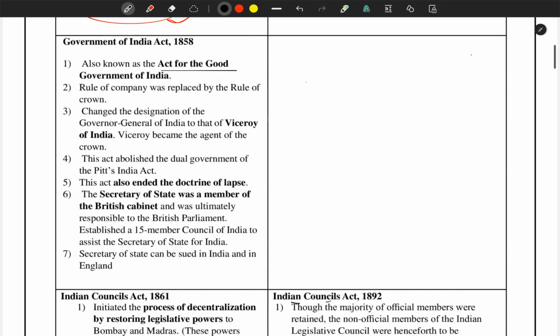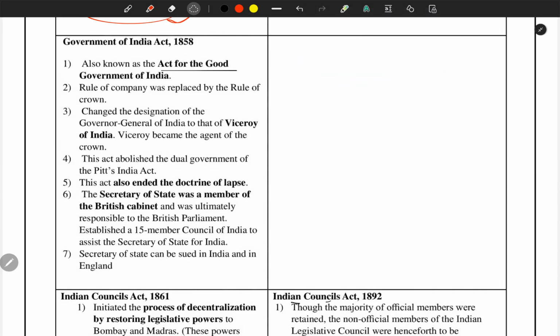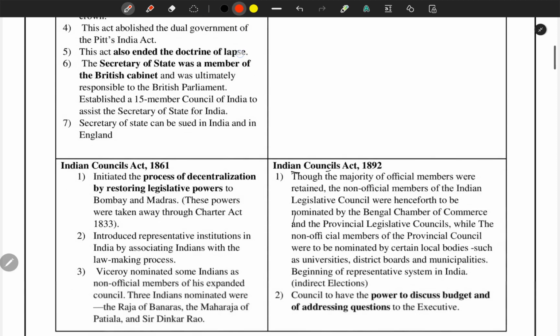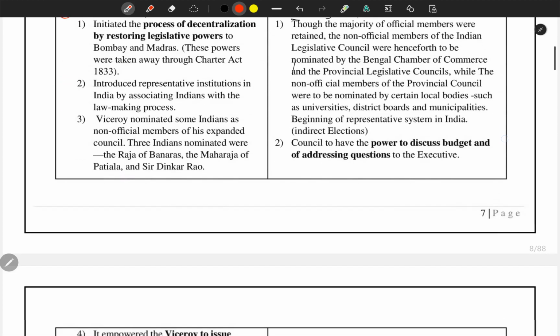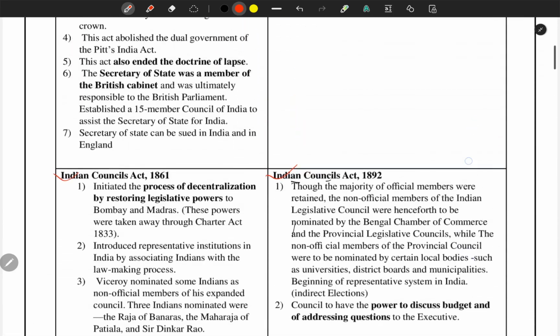So, as we are discussing the summary of Laxmikant's Polity, let's start. Today we will discuss the Government of India Act of 1858, then the Indian Councils Act of 1861, and at the end we will be talking about the Indian Councils Act of 1892. So let's go ahead.